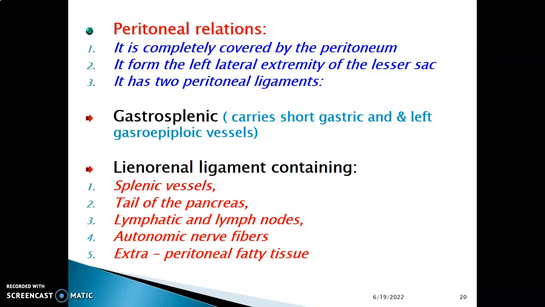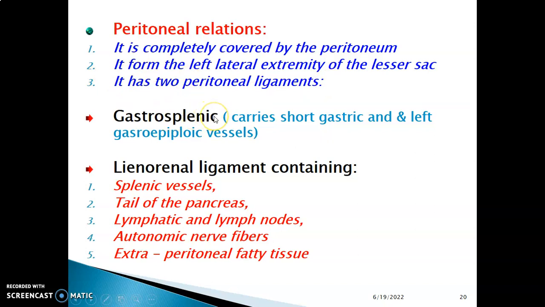Now, we have the peritoneal relations of the spleen. It's important to know that the spleen is covered completely by the peritoneum, which forms the left lateral extremity of the lesser sac, and it has 2 peritoneal ligaments. Now, we have 2 peritoneal ligaments in this peritoneum covering the spleen.